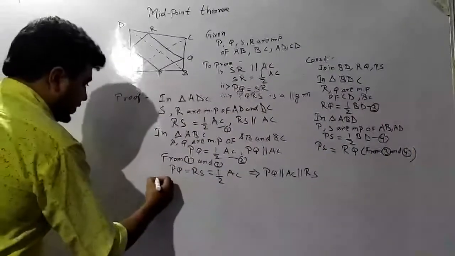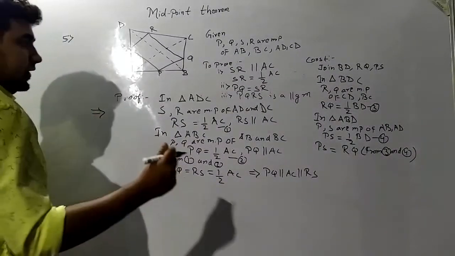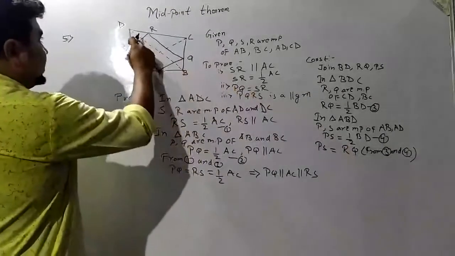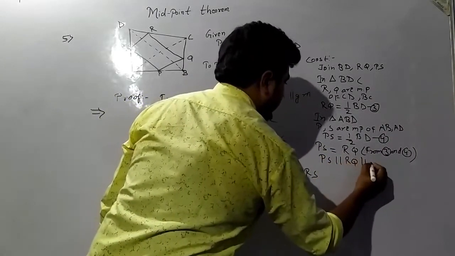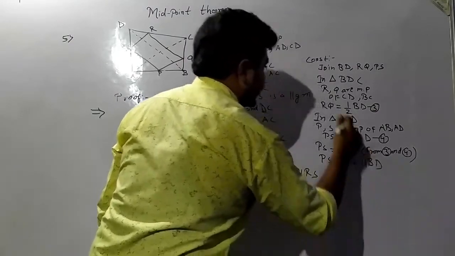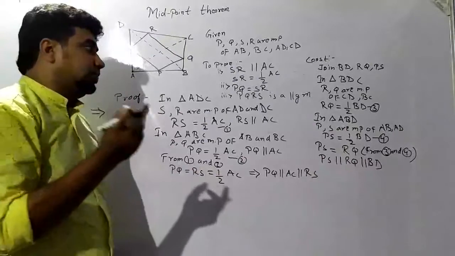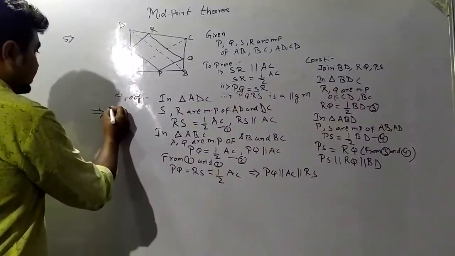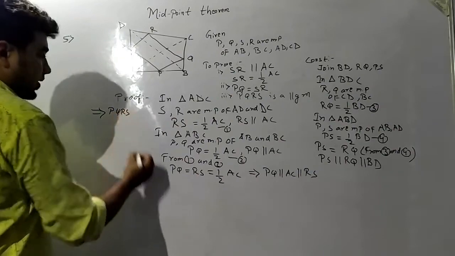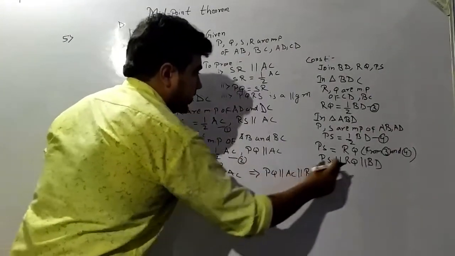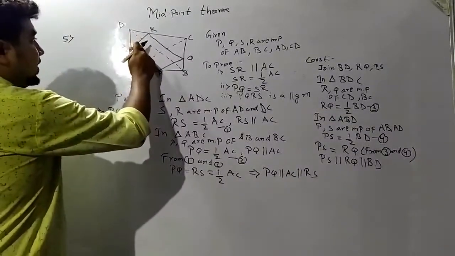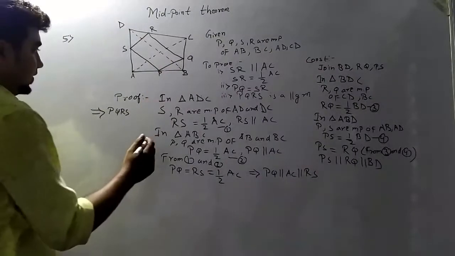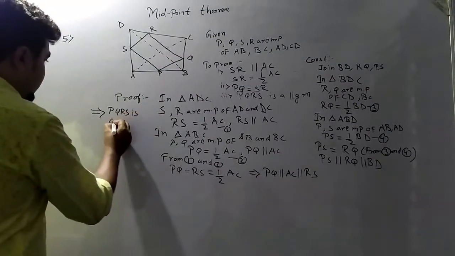That implies we can say these two sides are equal, these two sides are equal and these two sides are also equal. And from here I can say PS will be parallel to RQ parallel to BD. These lines are parallel also and these are half of BD also. Then we can say PQRS: from the above discussion these are parallel, these are also parallel and these are also equal. Parallelogram means opposite sides are parallel as well as equal. Then we are getting PQRS is a parallelogram.